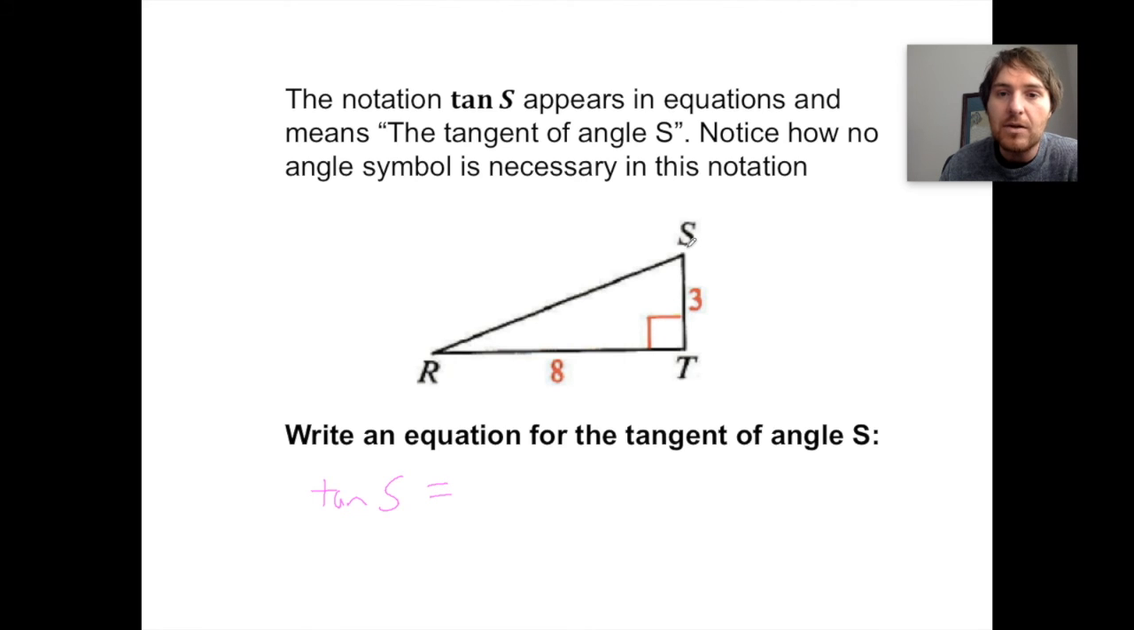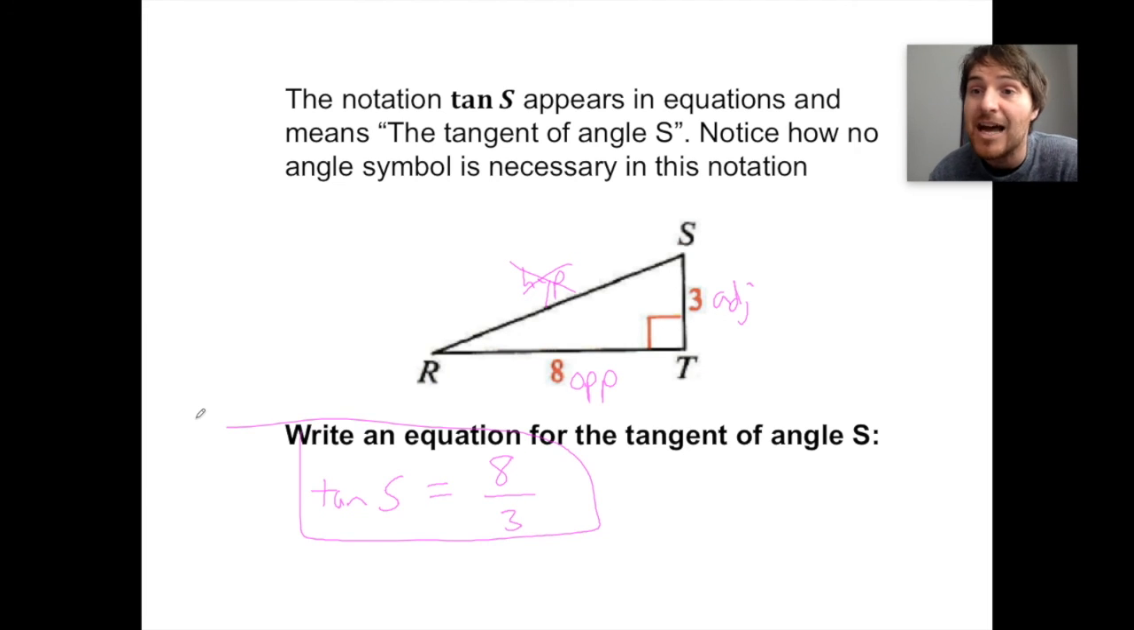That ratio would equal its opposite, and here the 8 side is opposite. What I always do when I do problems like this, and I highly recommend it, is sketch it out. What's opposite? What's adjacent? Remember, SR is the hypotenuse, so we don't need to worry about the hypotenuse at all. This is the adjacent leg to angle S. This is angle S's opposite side. So we get this. That's an equation, and our answer is done. Write an equation with the tangent of angle S.